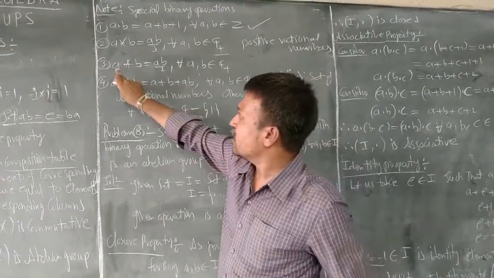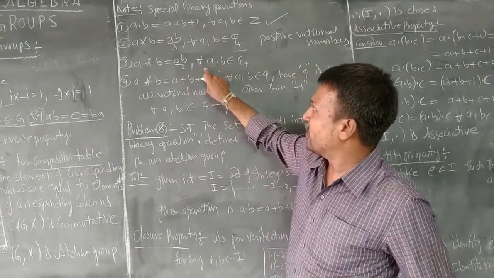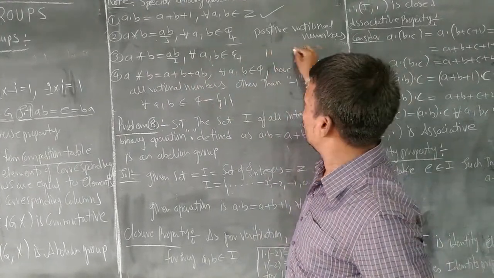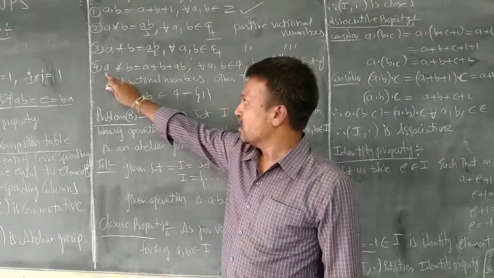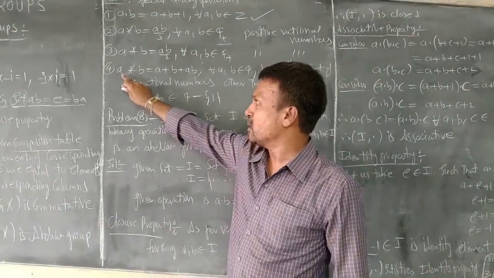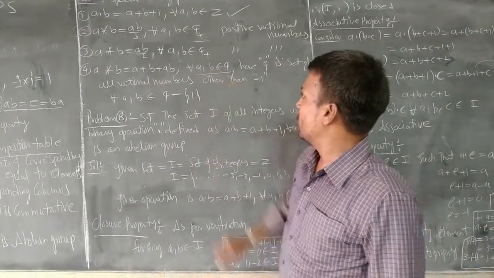Right. The third special binary operation is defined by A star B is equal to AB by 2 for every A comma B belong to Q plus. The Q plus here also represents the positive rational numbers. Right. The fourth special binary operation is A star B is equal to A plus B plus AB for every A comma B belong to Q.